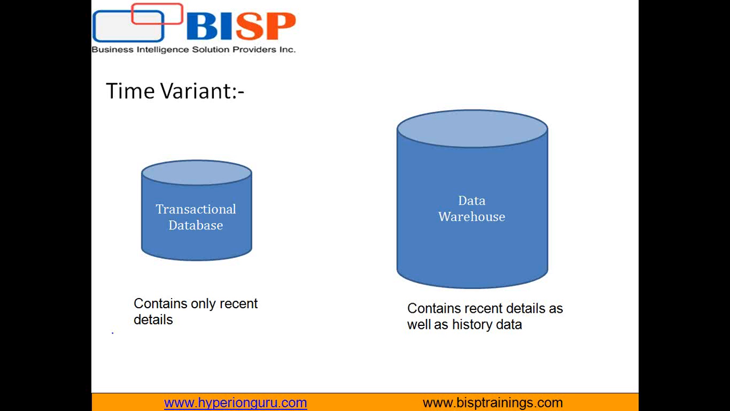So that's why most industries move their transactional database into a separate one, so that it will not impact the query performance. So this is the difference between a transactional database and a data warehouse. I think this clarifies why it is called time variant.